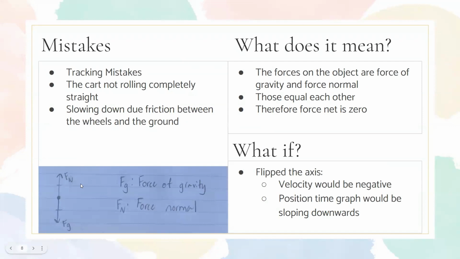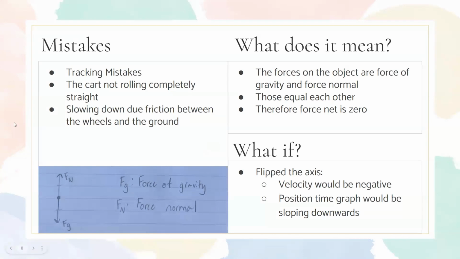So the reason why those lines are not completely even, one possibility is tracking mistakes. The camera was not completely level for the whole thing, and so that might have caused some errors. Two, the cart was not rolling completely straight. It kind of hit the meter stick and then went straight. And secondly, since it was rolling, there does have to be a little bit of friction there for it to roll. And so that friction could have caused the cart to slow down, which causes that error. Now, what does this mean?